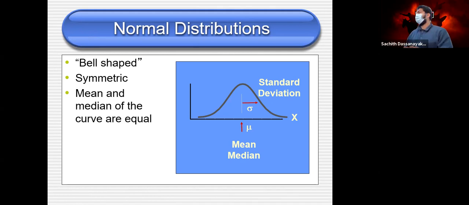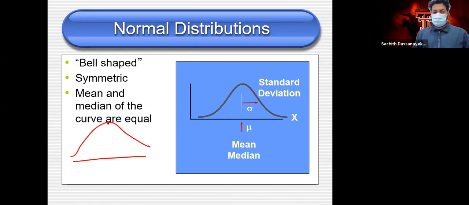That shape can be skewed or symmetric, that's fine. If it is symmetric, let's say suppose this is my symmetric normal distribution, the mean and median are at the same point. The mean and median of the curve are equal if that normal distribution is symmetric. Otherwise, mean and median can be on this side or here.